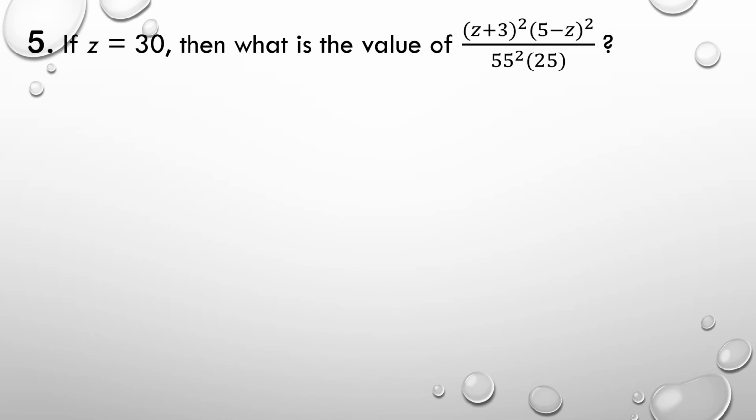Number 5, if z equals 30, then what is the value of z plus 3 squared times 5 minus z squared over 55 squared times 25?